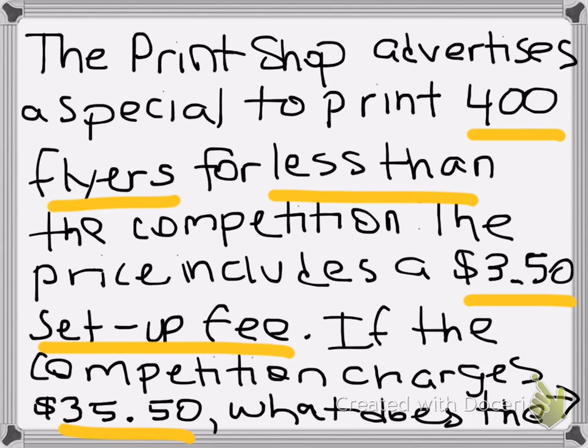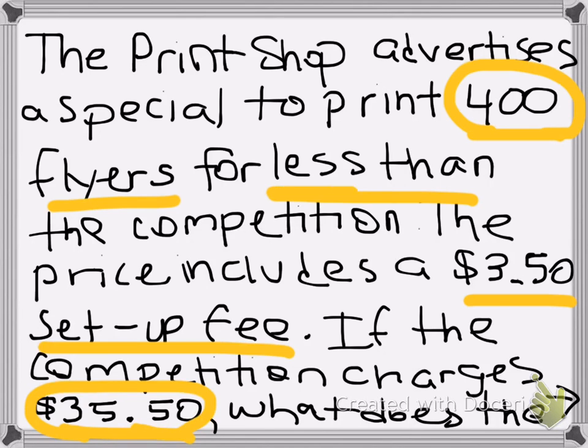So first we need to look at, well, we're going to try and come up with how much money each flyer is going to cost. So the fact that it says they want to print 400 flyers is not going to come into play in our inequality until we're trying to figure out if it is going to give us less than what we actually are going to pay for the competition. So first, we need to come up with a total that relates to money, not to how many flyers. So the total here that is standing out to me is $35.50, and that's going to be our total.